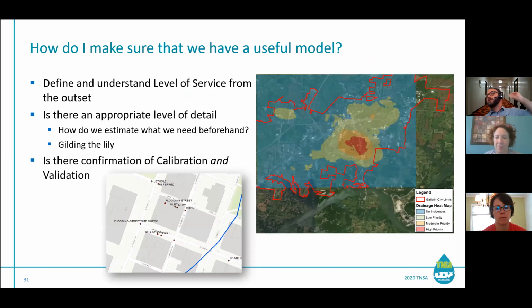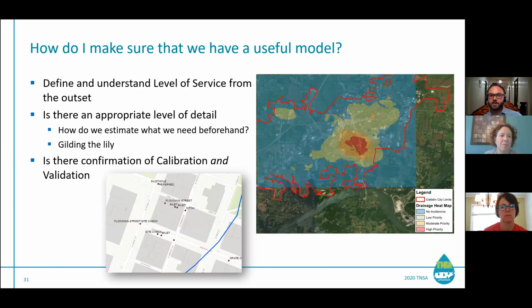How do we make sure we have a useful model too? Because a good model being very accurate and sound isn't necessarily a useful model either. And that's part of what your level of service is. If you want to say, we're going to try to mitigate the 10-year storm, that should be what the model is planned for.